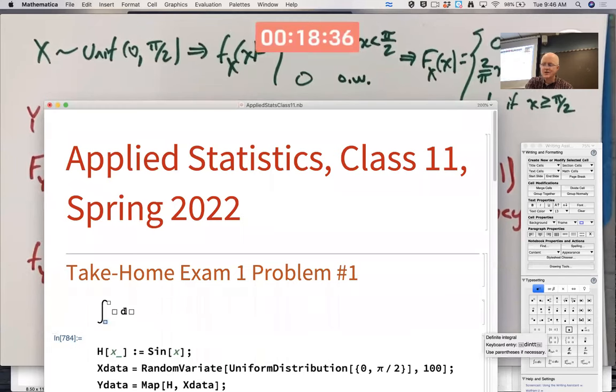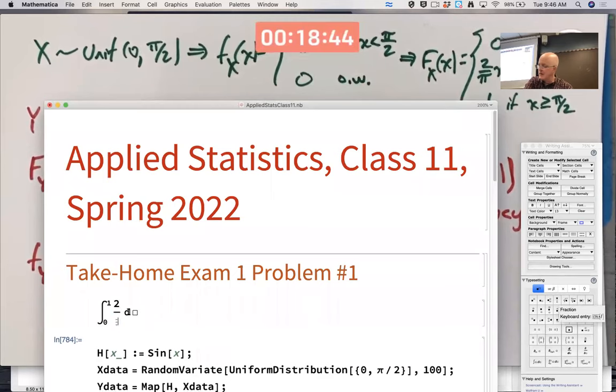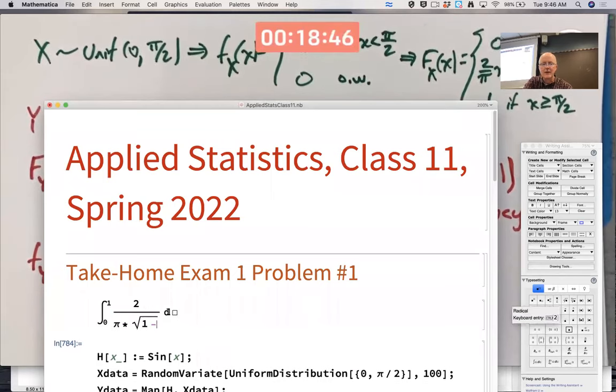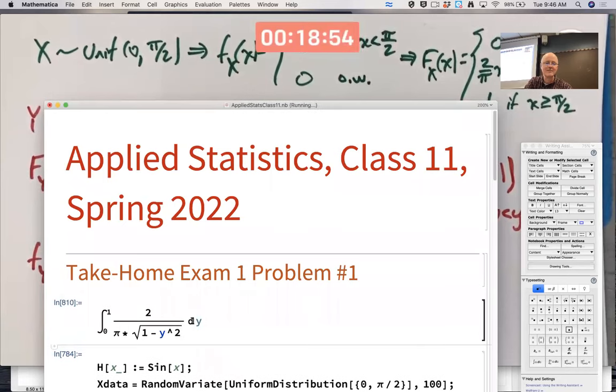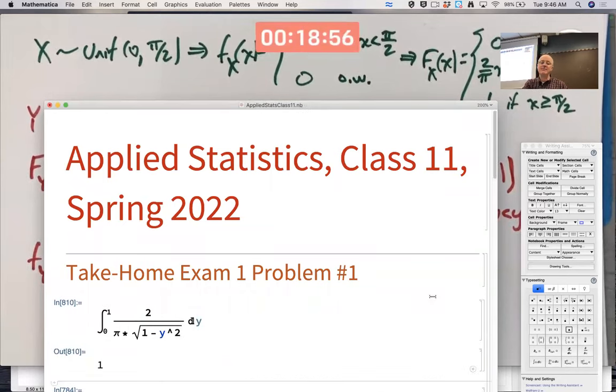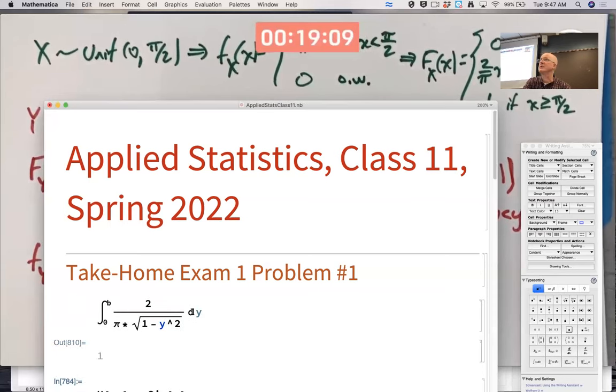Let's go ahead and use Mathematica to check that this does seem to be a PDF. It should integrate to 1, right? 2 over pi times the square root of 1 minus y squared. That's actually a pretty easy integral to do because the antiderivative is going to be the CDF. Technically speaking, it's an improper integral. It's got an impropriety at y equals 1. Technically speaking, it's a limit of integrals that look like this as b approaches 1 from the left.